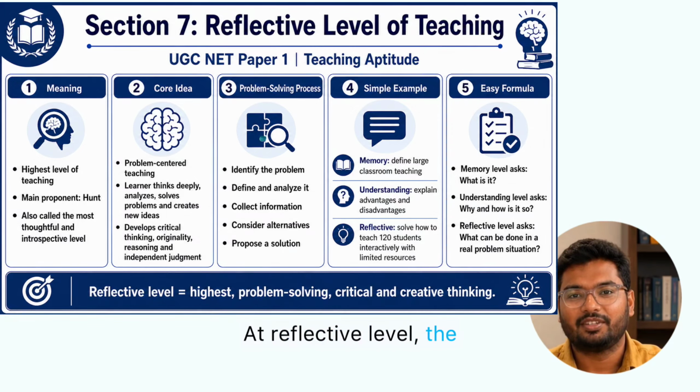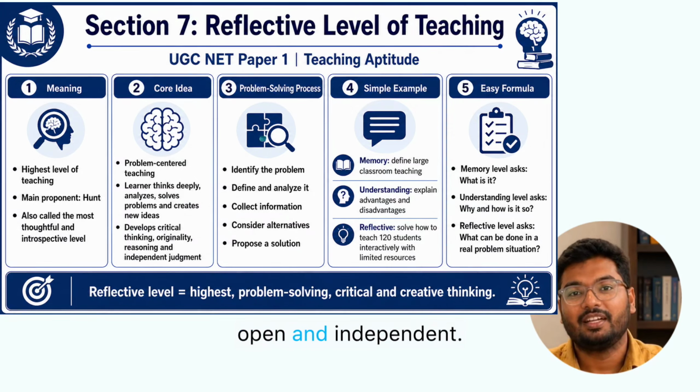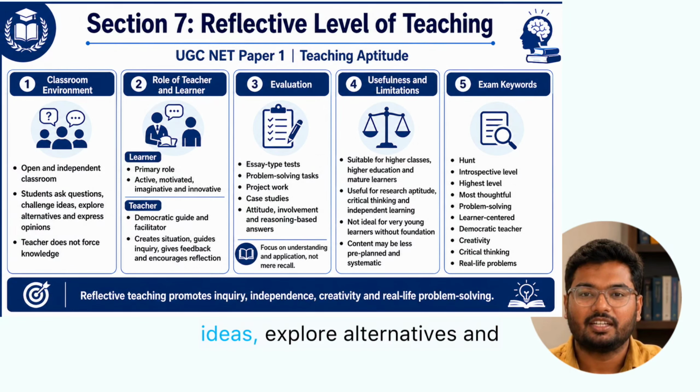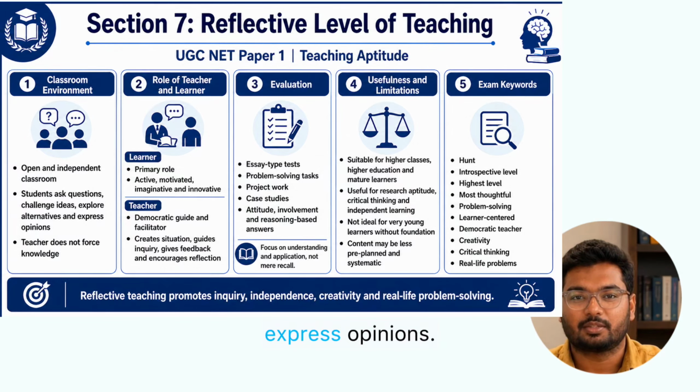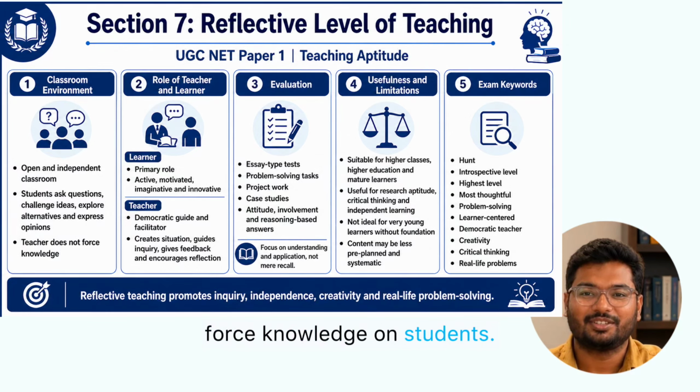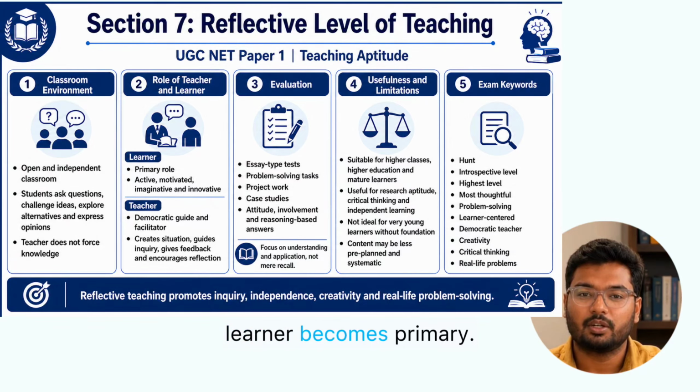At reflective level, the classroom environment should be open and independent. Students should feel free to ask questions, challenge ideas, explore alternatives, and express opinions. The teacher does not force knowledge on students. Instead, the teacher becomes a democratic guide and facilitator. The role of the learner becomes primary.